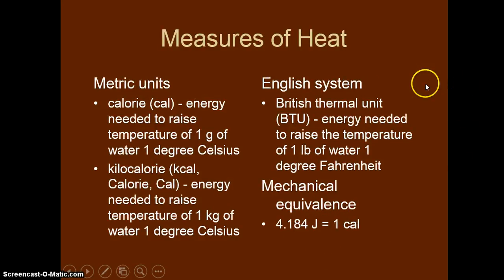All right. There are several units of heat. The unit that we use in this textbook and in chemistry as well is a unit called the calorie, and that is the amount of heat, the amount of energy, in other words, to raise the temperature of 1 gram of water 1 degree Celsius. And similarly, there's what's called a kilocalorie, and so that's 1,000 calories, and usually we represent that with a capital C, and that's the energy needed to raise 1 kilogram of water 1 degree Celsius.